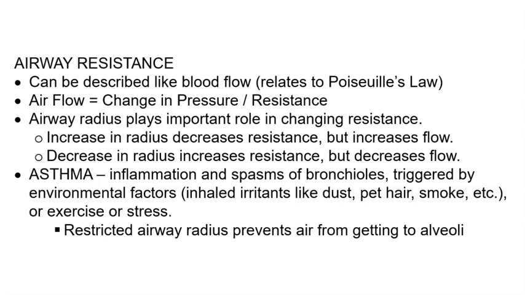Conditions like asthma create inflammation and spasms, particularly in the smooth muscles of some of the small bronchioles. Asthma is typically triggered by environmental factors like inhaled irritants such as dust, pet hair, smoke, and things like that, but it can also be triggered by exercise or stress. Primarily, the spasms and inflammation of the bronchioles reduce the radius of the airways. That increases the resistance of the airflow through those airways. So by decreasing airway radius or diameter, we increase airway resistance and decrease airflow through those airways.